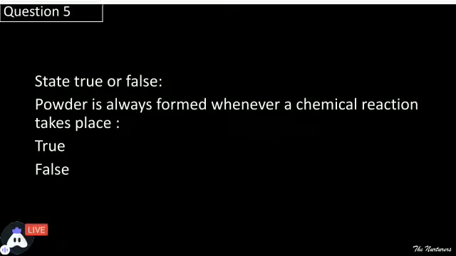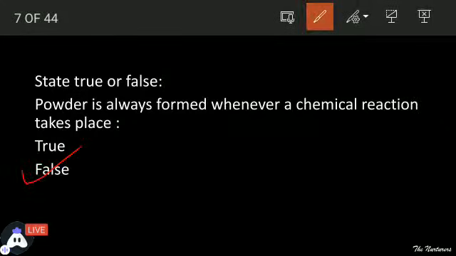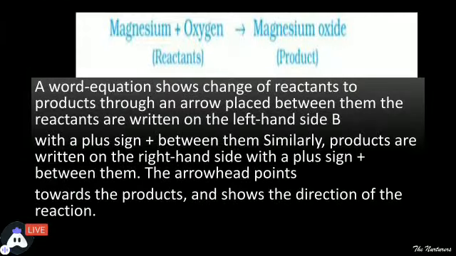Yes. It is not important that always the powder will be formed. So it would be false. Moving ahead to the next question. As you can see, magnesium plus oxygen is giving magnesium oxide.